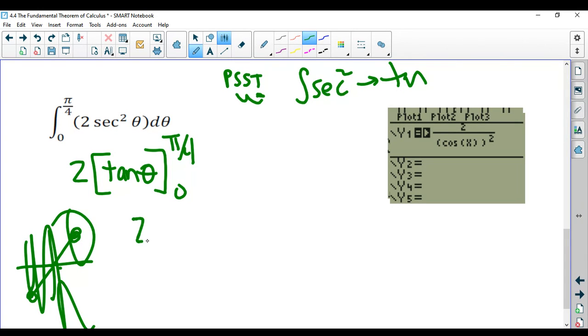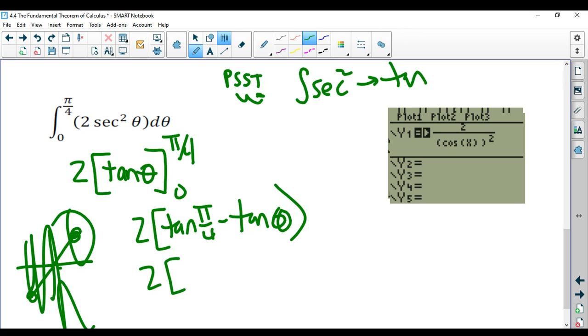So this will give us 2 times tangent of pi over 4 minus tangent of 0. So 2 times tangent of pi over 4, which we just said was 1. Tangent of 0 is, well, tangent is sine over cosine, and sine of 0 is 0. So this is going to be 0 over 1. Or you just remember tangent goes through the origin. So this is 2 times 1, which is 2.